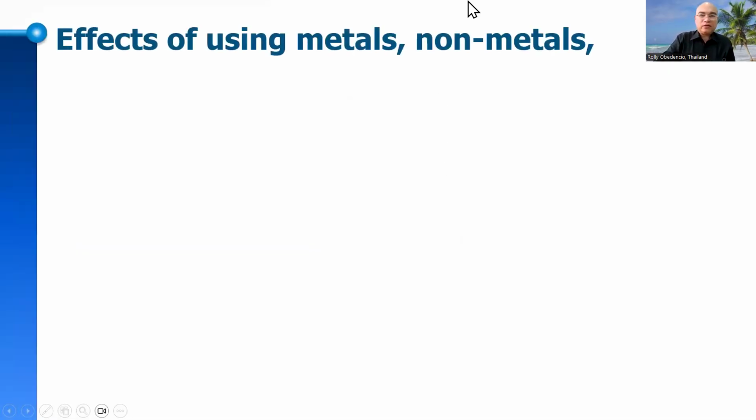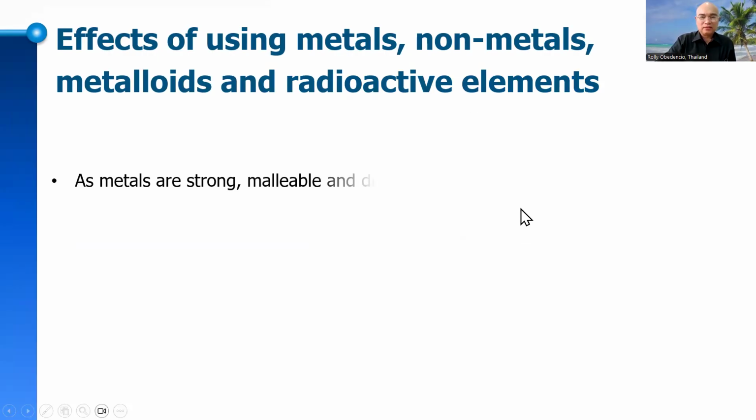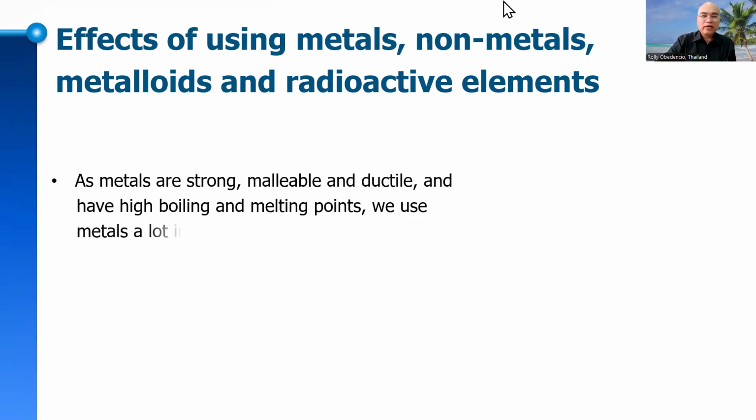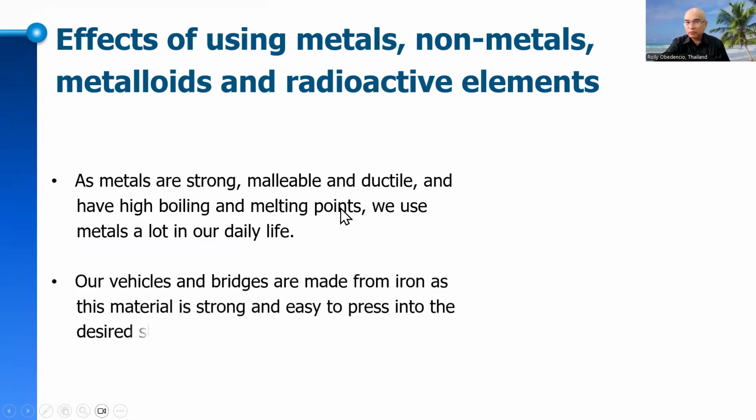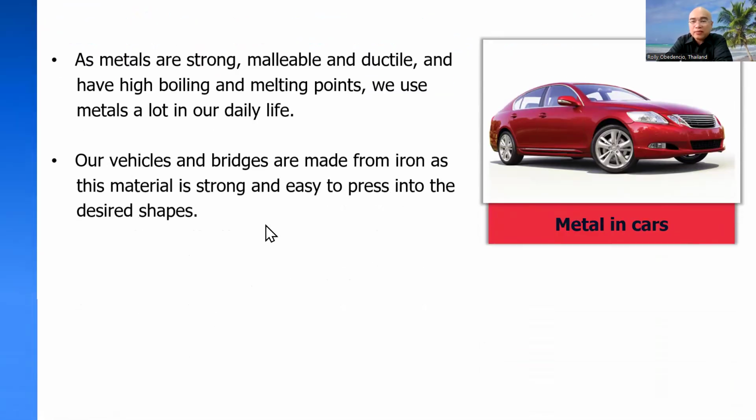And right here, what are some effects of using metals, nonmetals and metalloids and radioactive elements? All right. We understand that as metals are strong, malleable, and ductile, and have high boiling and melting points, we use metals a lot in our daily life. Can you remember them? Where do you find them? Well, you see them like the metal in cars. Our vehicles and bridges are made from iron, as this material is strong and easy to press into desired shapes.